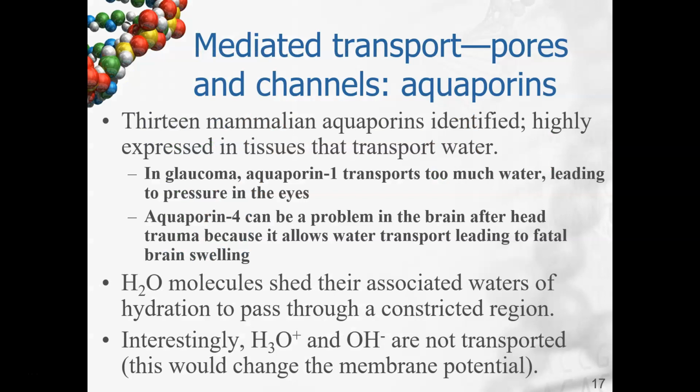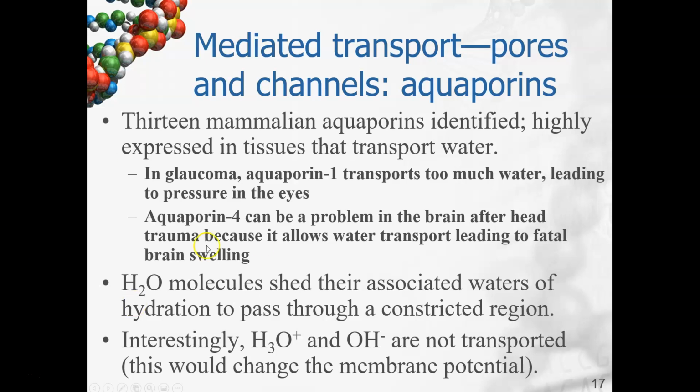So let's look at another example, aquaporins. These are in mammalian tissues, and they are expressed in tissues that transport water. In glaucoma, the aquaporin 1 transports too much water, leading to pressure in the eyes. Aquaporin 4 can be a problem in the brain after a head trauma because it allows water transport, leading to brain swelling that can potentially be fatal. But you'd expect to find, under normal circumstances, aquaporins in tissues that transport water.